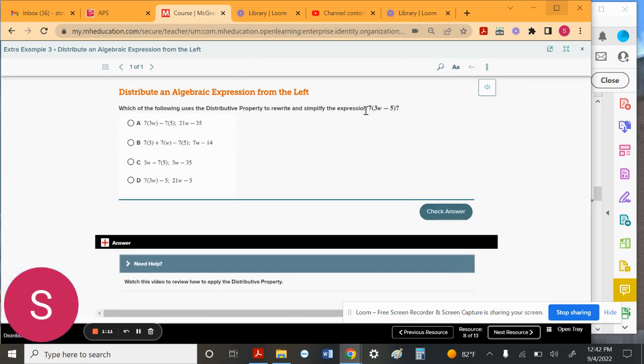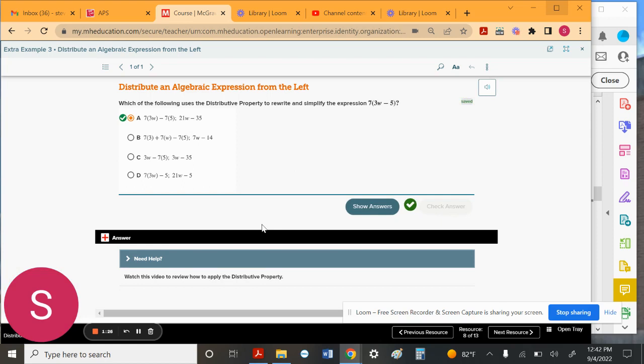So just because the number's on the left, we're going to multiply it through: 21w minus 35, which is this one. So it would be A. Okay, and then of course if they ask for us to plug in anything, we can do that. But that's what we've got for that one.